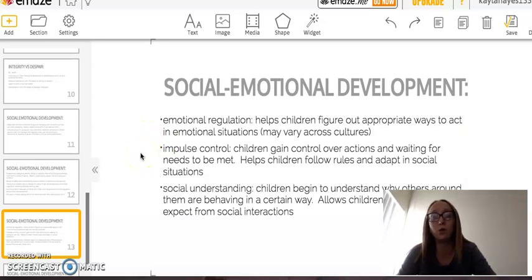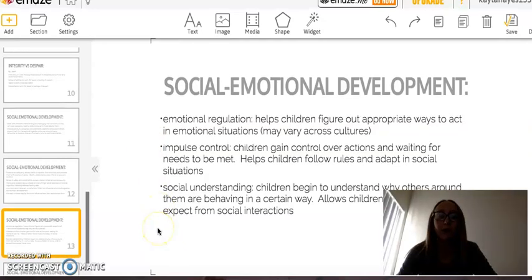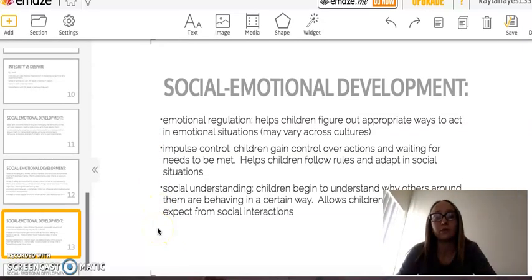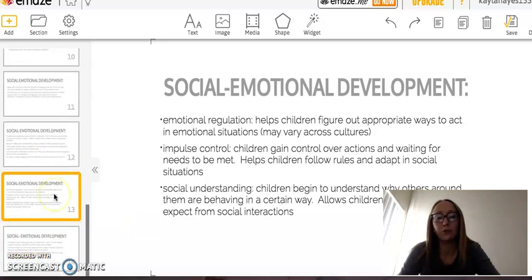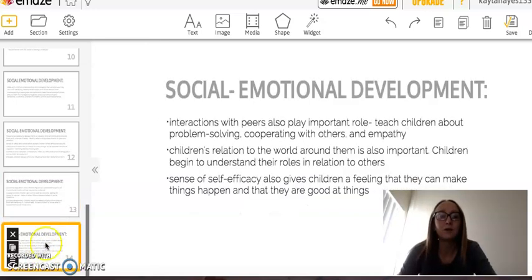It's really important. It helps children follow the rules and adapt in certain social situations. And then social understanding. During this, children essentially begin to understand why others around them are behaving in a certain way, and they are able to know what to expect from social interactions, which is really important. I mean, as we go about our day, we kind of know what to expect when we interact with somebody, and how a general social interaction goes with people. So that's really important.